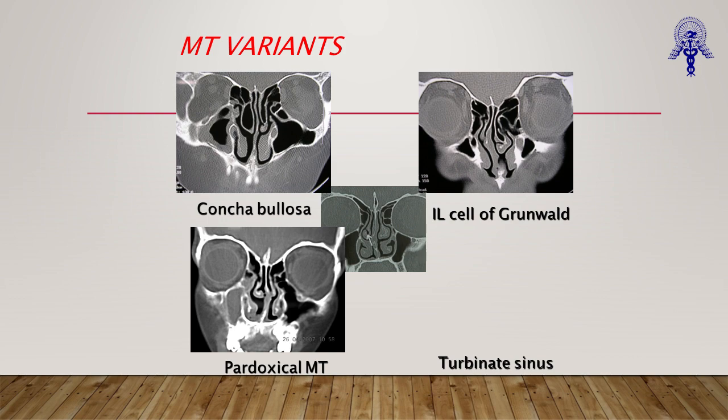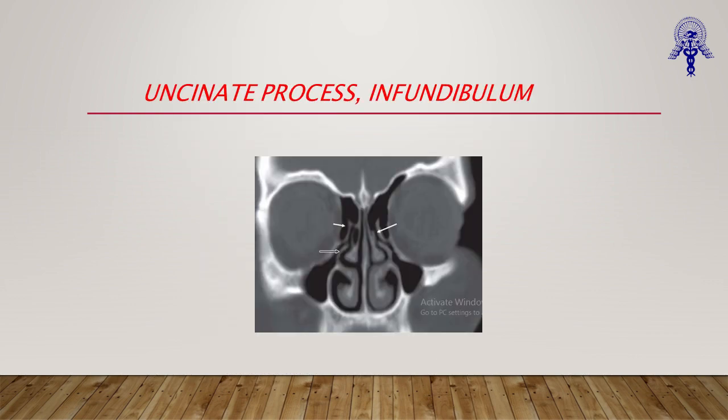And this is the interlamellar cell of Grunwald, which pneumatizes from the ethmoid sinus into the middle turbinate. Also here you can see. So these are the common variants you can see, and you need to identify the variants both for your clinical judgment and also for your exam purpose.